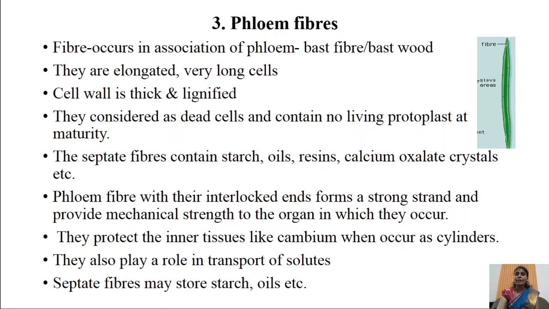The septate fibers contain starch, oils, resins, calcium oxalate crystals, etc. The phloem fibers are connected with their interlocked ends, arranged in such a way that one is above the other, where the interlocked ends form a strong strand. Since they are provided with lignin thickening, they provide mechanical strength to the organ where they occur.